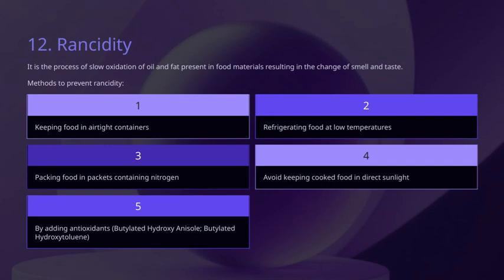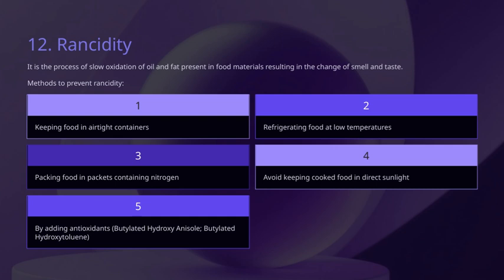Let's talk about some effective methods to prevent rancidity in our foods. First, it's important to avoid keeping cooked food in direct sunlight because exposure to sunlight accelerates oxidation, which leads to rancidity. Instead, always store cooked foods in a cool, shaded place. Refrigerating food at low temperatures is another key approach. Cold slows down the oxidation process, helping to keep food fresh for longer.